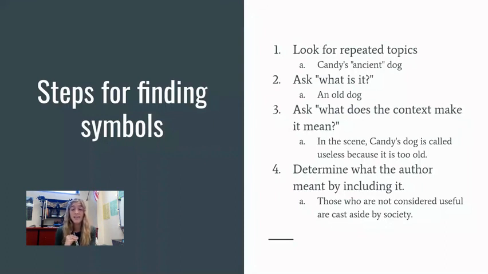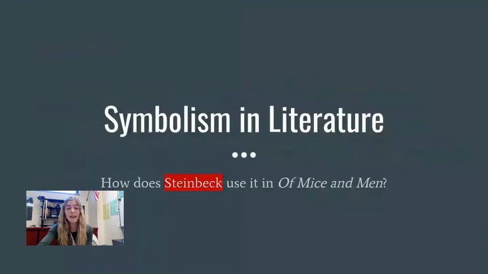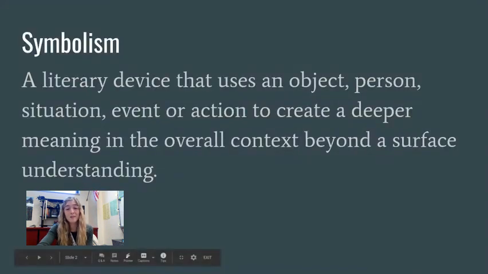So look for these things. Figure out what the author meant by including a symbol because they always mean something, I promise you. All right, get to work on getting that definition down in your flip book. Here it is again. If you need it, pause, use this, and put that down in your flip book.